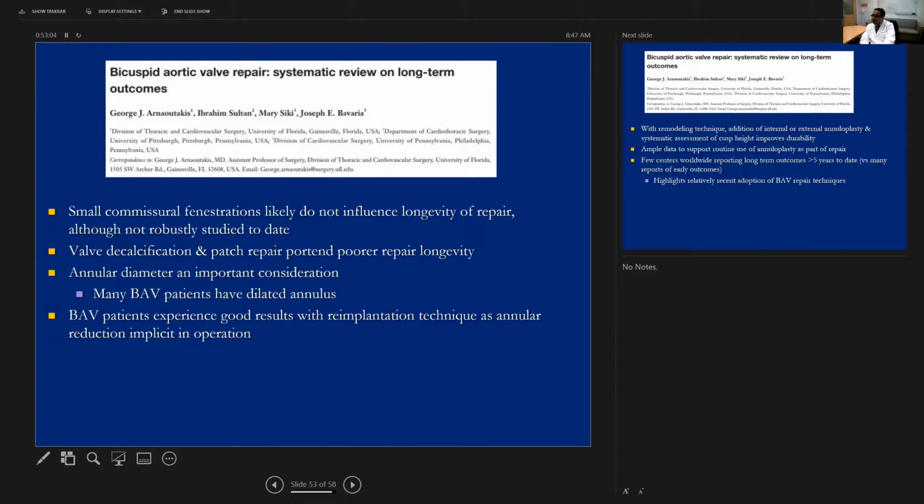The annular diameter is a very important consideration. I talked about this earlier. You have to reduce the annulus and stabilize it, especially in bicuspid patients because they have a very dilated annulus. And what we overall found is that we can give bicuspid patients good outcomes with reimplantation techniques, with annular reduction being implicit.